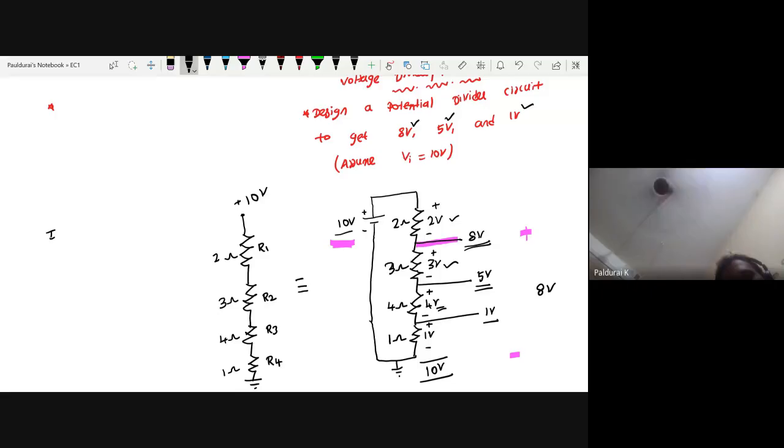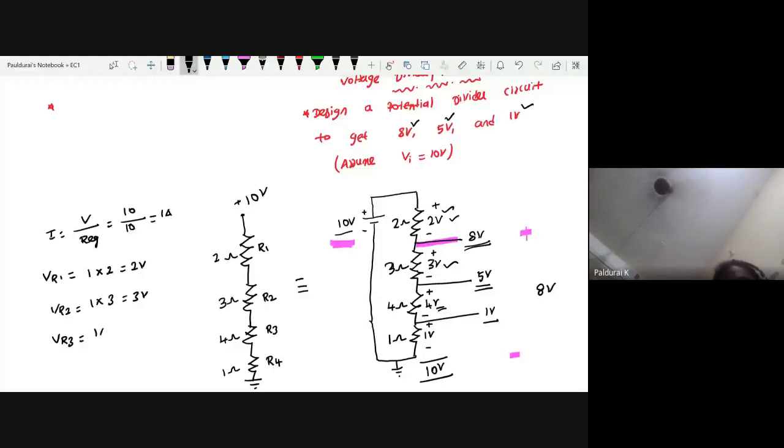Now what is I? I equals V by R. Here R equivalent, all in series, is 10, and V is 10. So 1 amp, right? Now what is the voltage drop across R1? V equals I times R, where I equals 1 amp, R equals 2. So 2 volt. Are you getting 2 volt? What is the voltage drop across R2? Same current, but this time R is 3, so 3 volt. What is the voltage drop across R3?